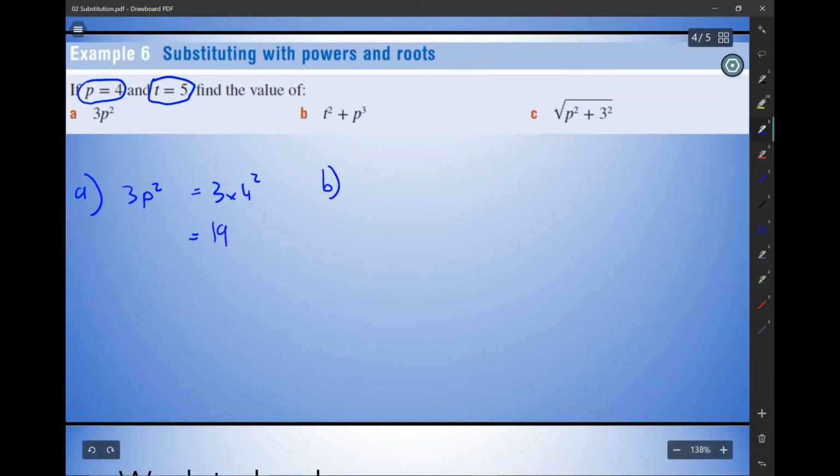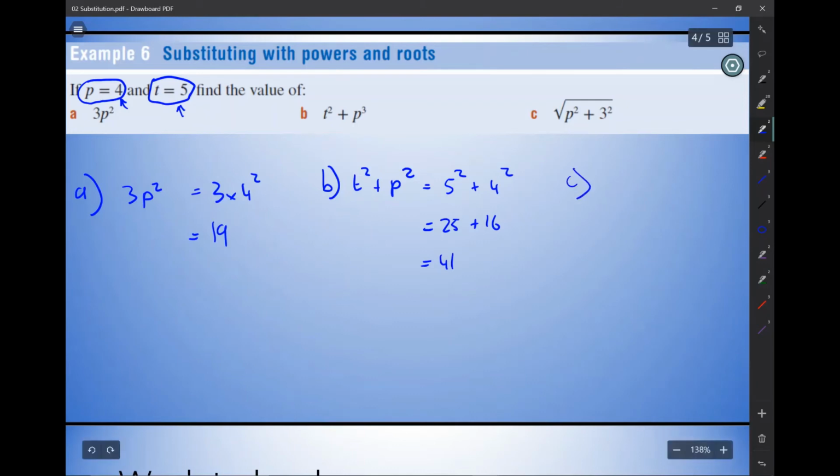And now here in the second example, we have a t and a p. So wherever we have a t, we're going to put the 5. And wherever we have a p, we're going to put the 4. And then we just do the maths. 25 plus 16 is 41.